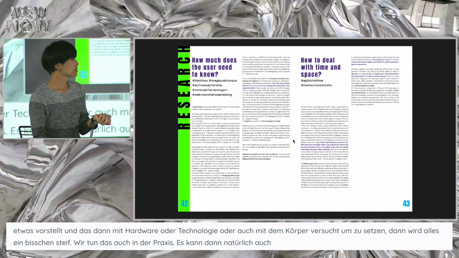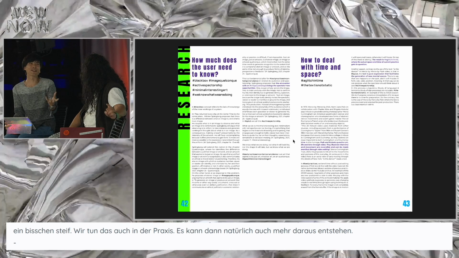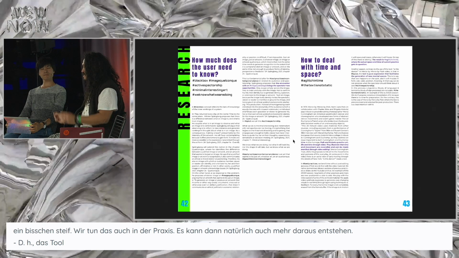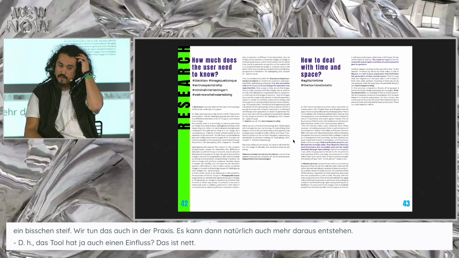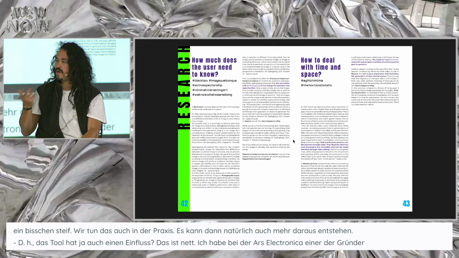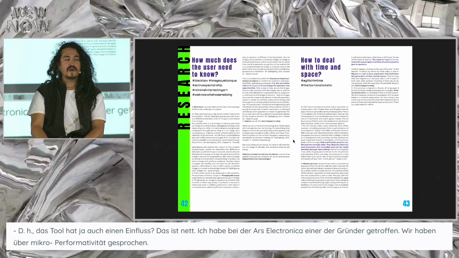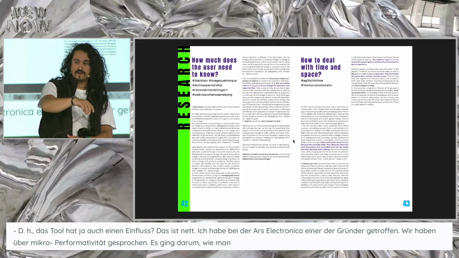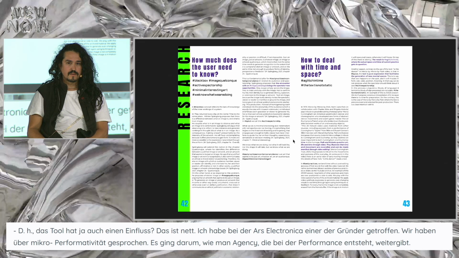You say you give agency to the tools. That's nice, I thought you would say something else, and I don't actually agree, but I think it's very nice. I think we never spoke like that. But there was a guy I met at Ars Electronica, one of the founders, who spoke about micro performativity, which is a similar way to say what we call elements in our concept. It's how you give agency to the agents that happen in a performance, from a biological point of view.